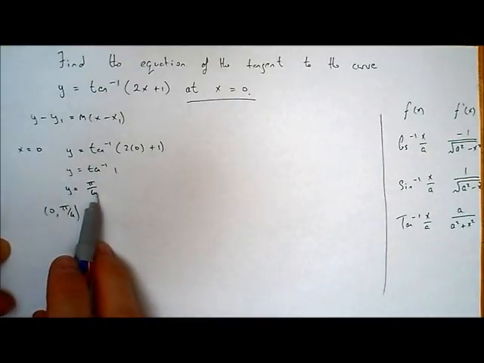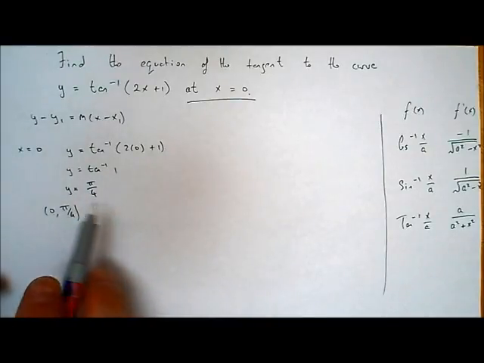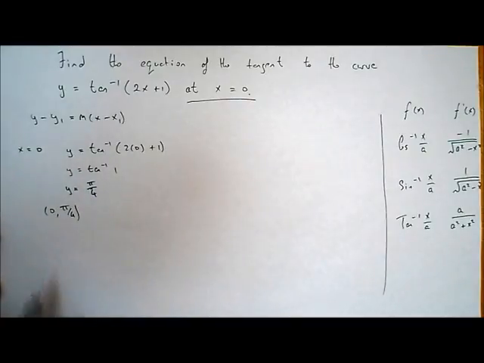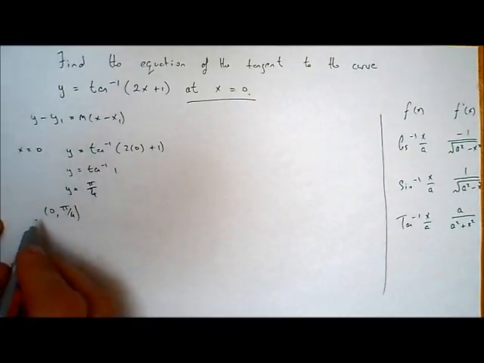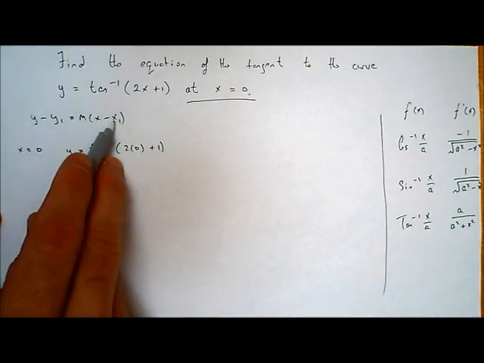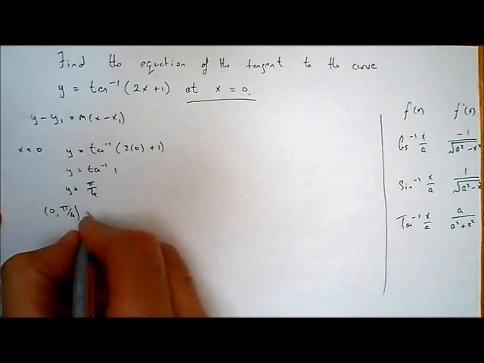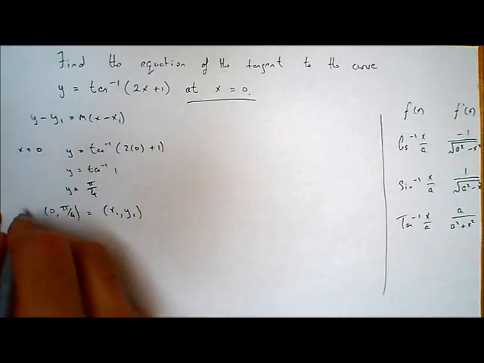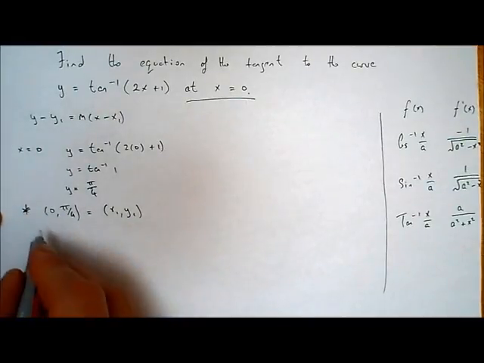Now if you don't remember, pi over 4 is 45 degrees, and in radians it's written as pi over 4. So here's our value of x1 and y1: x1 is 0, y1 is pi over 4. So we can fill them into here and here. I'll just write here, this is x1, y1. I just put a star beside that because we're going to come back to that.